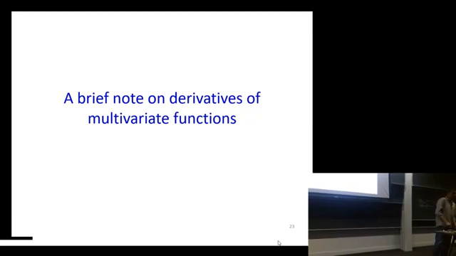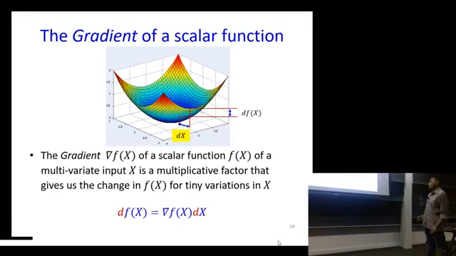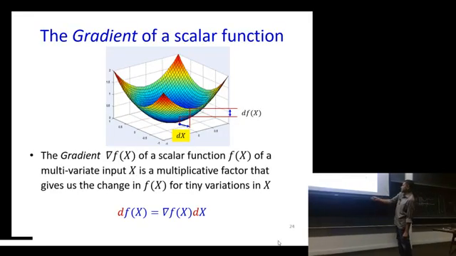Now, we all know that the gradient is capturing some notion of the behavior, the response of the function to small changes, perturbations in the input. But is there something more than that? And to understand that, let's go back and look at what the gradient is. The gradient is just this multiplicative term. The gradient of a scalar function f of x of a multivariate input x is a multiplicative factor that gives us the change in f of x for tiny variations in x.